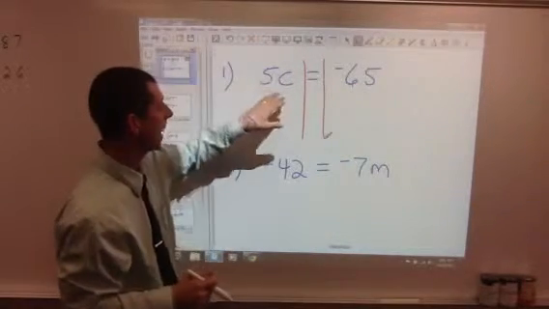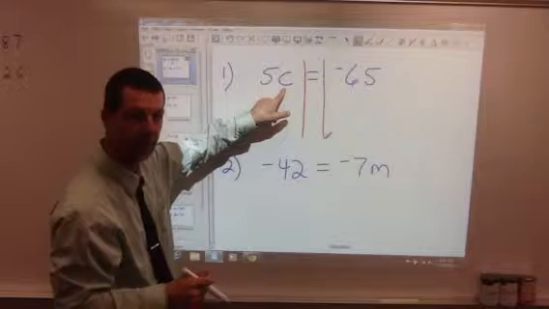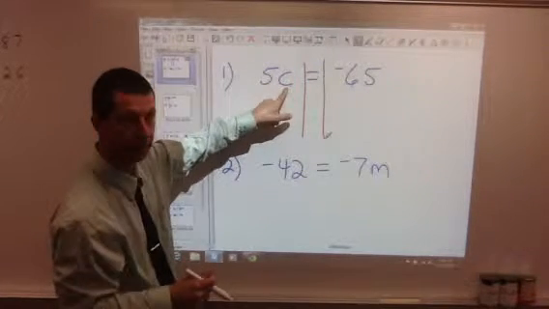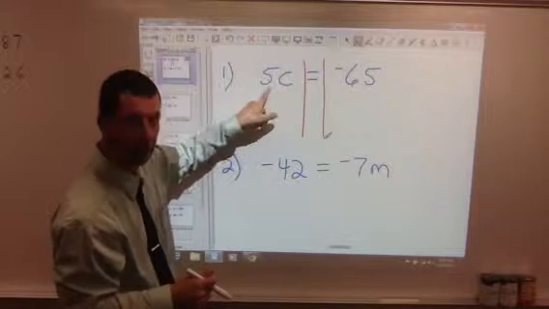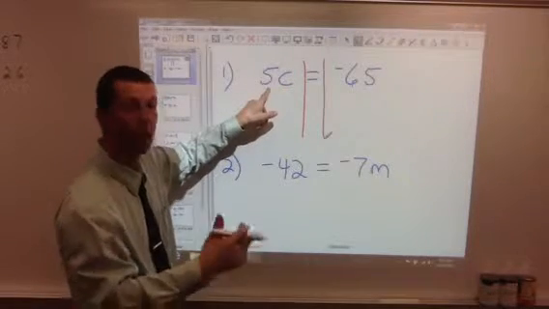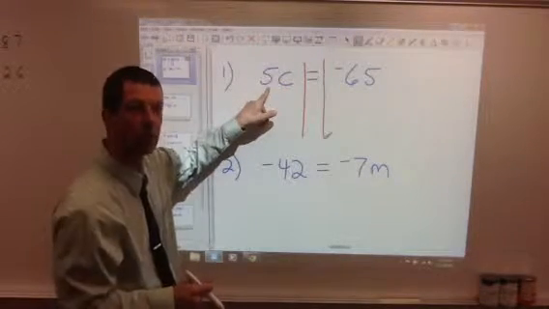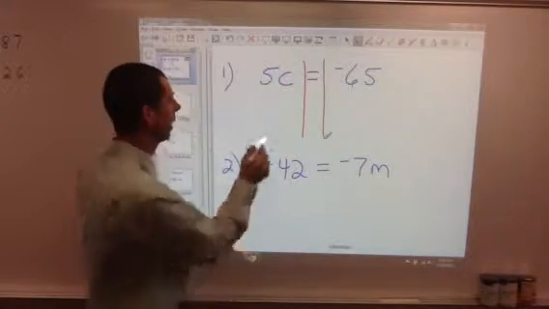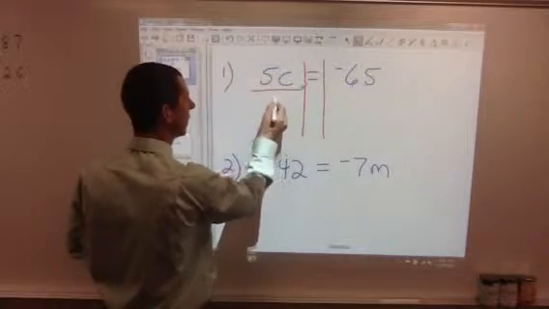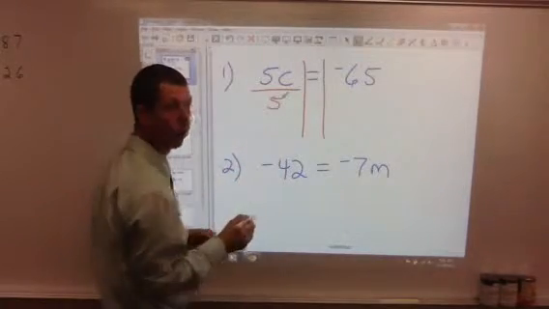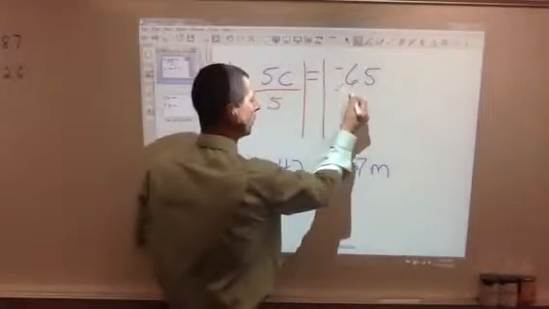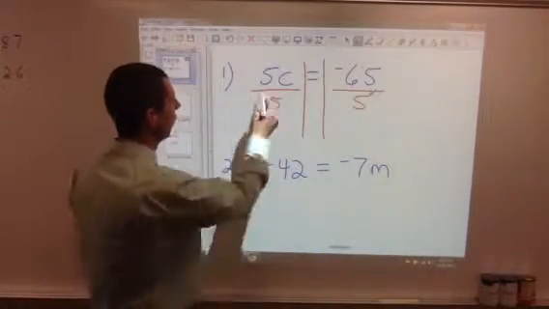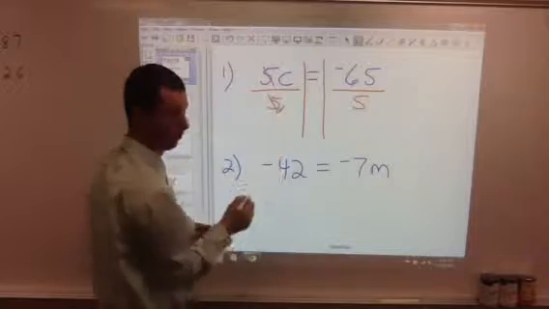Okay, so on this problem now, we want to get C isolated, get it all by itself. So we need to look at what's being done to C. Well, C is being multiplied by 5. So we need to undo that, or do the inverse operation, which is to divide by 5. We'll get rid of this 5. So we show it like this with a fraction bar to show divide by 5. We've got to go over to the other side and do exactly the same, divide by 5. Okay, these 5's cancel out, all right?